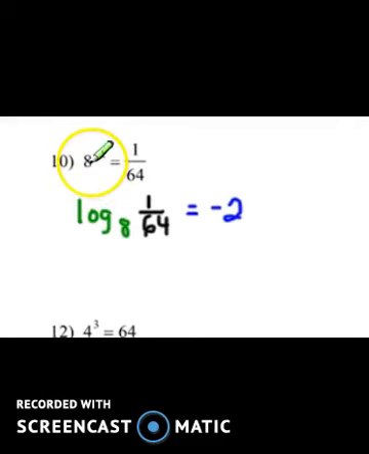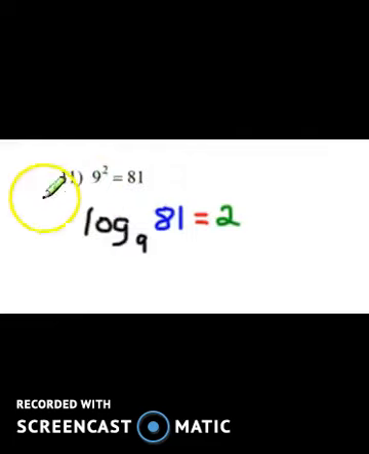In problem number 10, my base is 8. So I have log base 8 of 1 over 64 equals negative 2. So if I go check that, 8 to the second is 64. The negative makes it a fraction. So that is correct. Number 11, my base is 9. So I'm going to have log base 9 of 81 equals 2. And this is correct because 9 squared is 81.